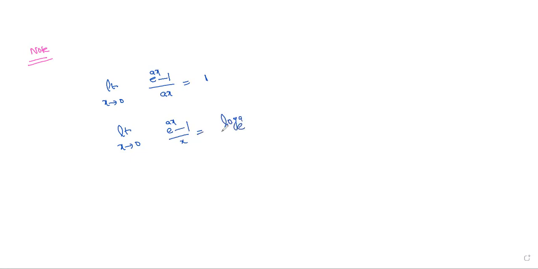Okay, write down. So a power x minus 1 by x is log a form. If it is e power, the exponent value gives 1 as the answer. Okay, write down. Next problem.